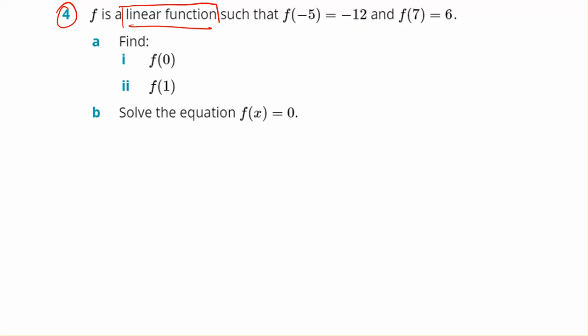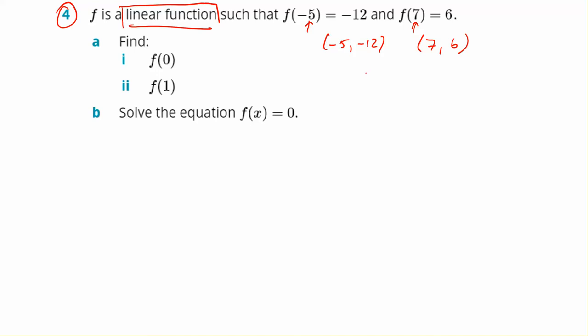So what this means is if I sub in an x value of -5 into the function, I get -12. If I sub in an x value of 7, I get 6. So these are like coordinates. When x is -5, my function equals -12, or my y value equals -12. When x equals 7, my function equals 6.